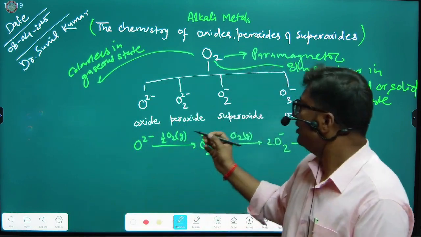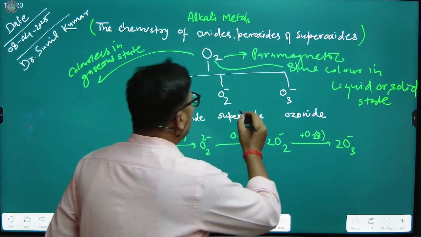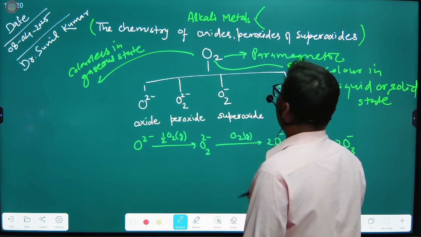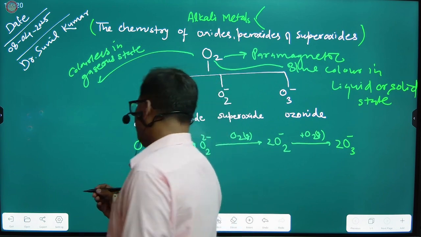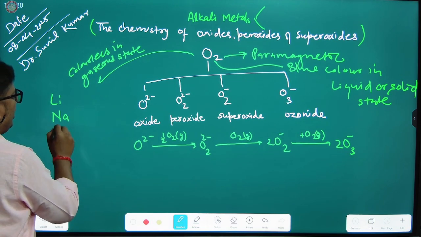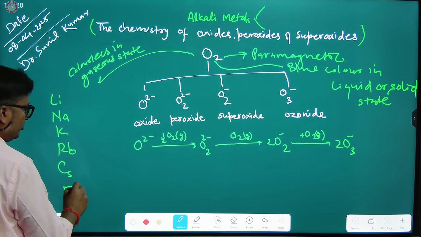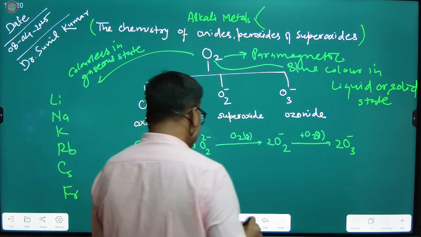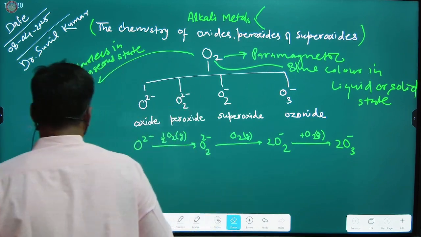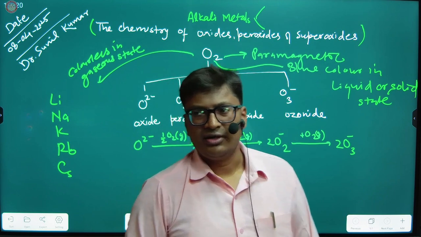Okay, so here what type of metals are we discussing? Alkali metals, as you have previously studied. Suppose we have alkali metals like lithium, sodium, potassium, rubidium, cesium, and francium. Francium is radioactive, so here we are not going to consider francium. So we only consider lithium, sodium, potassium, rubidium, and cesium. So these are group 1 metals.